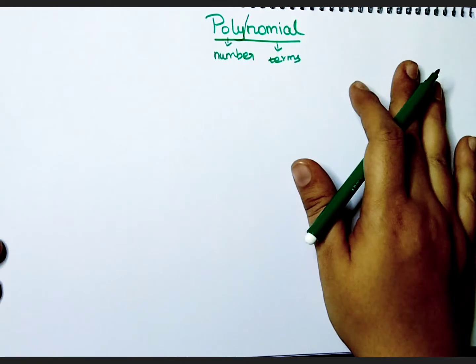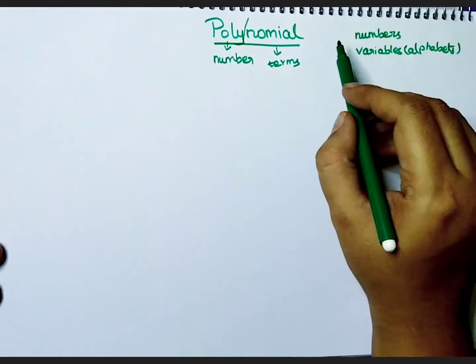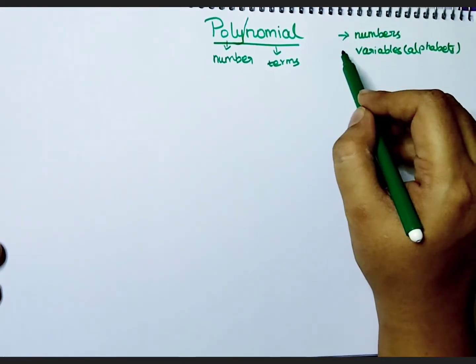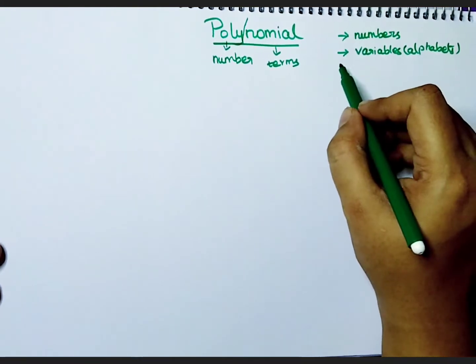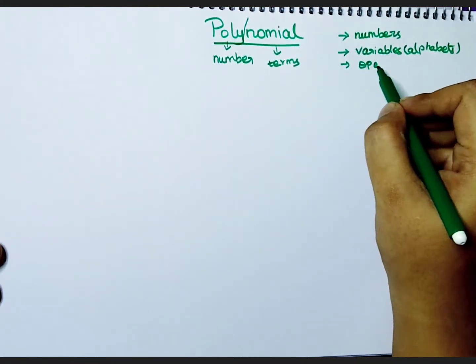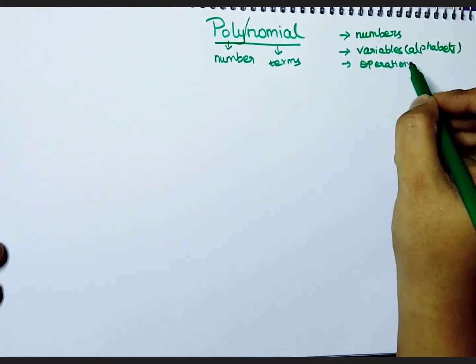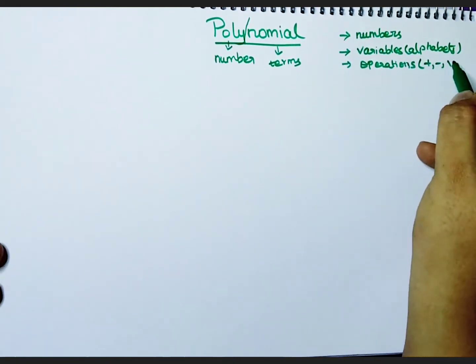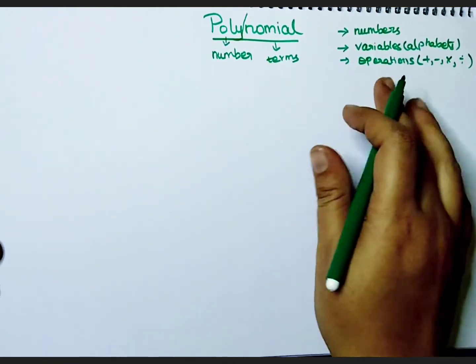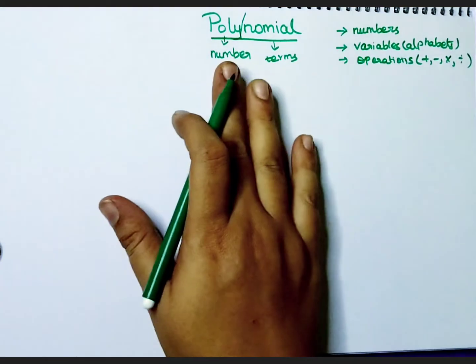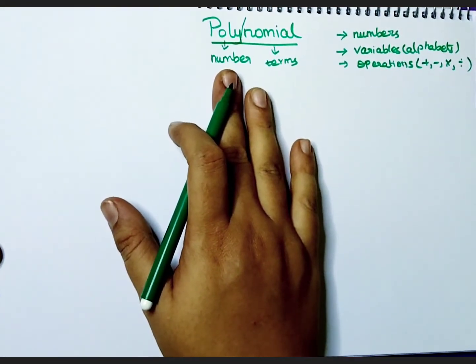And we also know about algebraic expressions, isn't it? In algebraic expressions, we use numbers, variables, that is the alphabets, and the operations. Basically, we have addition, subtraction, multiplication, division. Yeah? So this is what an algebraic expression is, and we are also going to use it in polynomials.